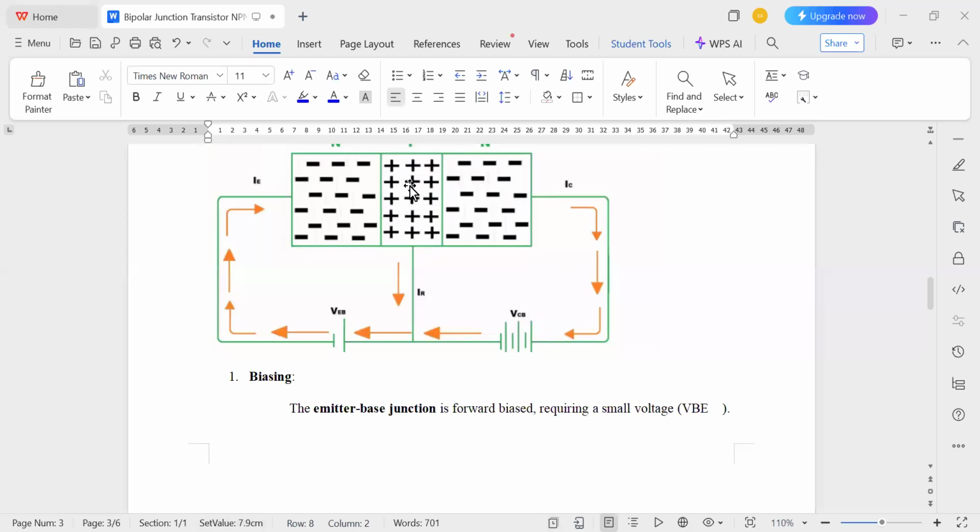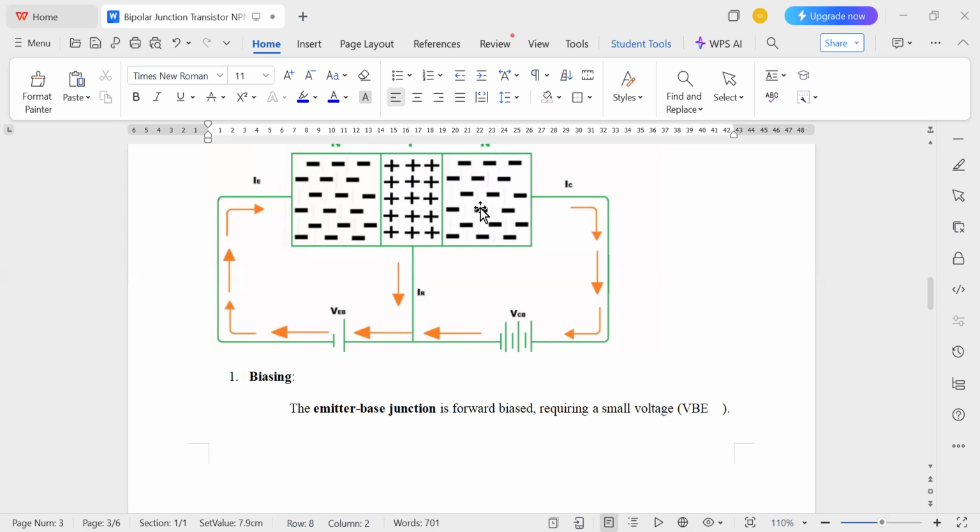Since this emitter-base junction is forward biased, it reduces the depletion region at this first junction. So a high concentration of electrons in the emitter, which is heavily doped, flows into the lightly doped, very thin base region. These electrons become the minority carriers in the p-type base region.